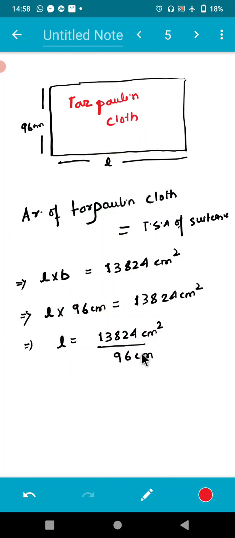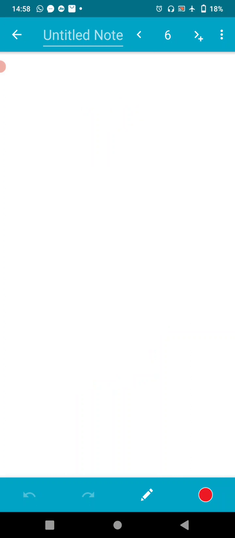Now, let us reduce this unit first. Now, if you divide 13824 by 96, you will get the answer as 144 centimeter. Okay. So, now this is the required length to cover only one suitcase, students. But how many suitcases do you have to cover? 100 such suitcases, isn't it? So, what will be the required length then?